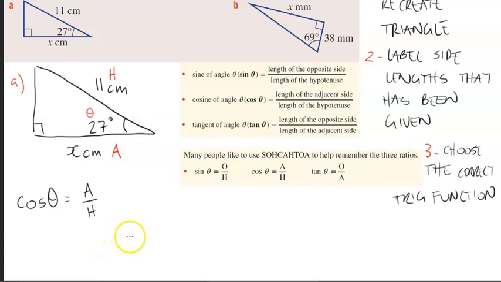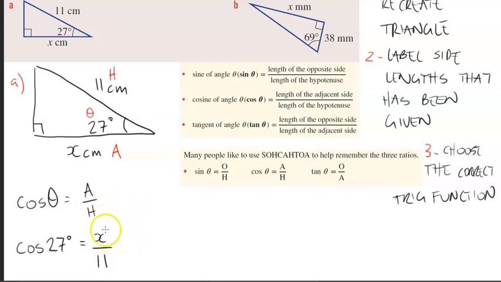And the next step is we're now going to fill in from the triangle what we can fill in here. One of these can't be filled in, and that's what we're solving for. So in other words, cos of 27 degrees, because that's the angle of interest, is equal to the adjacent, which is x in this case, over the hypotenuse, which is 11.